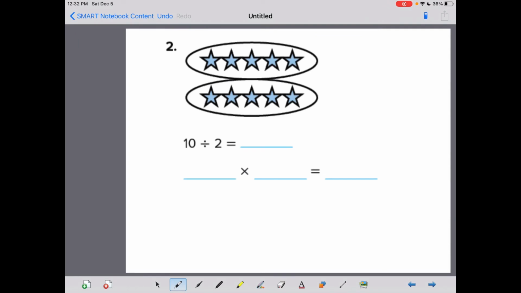Now let's look at this one. 10 divided by 2. Now I want you to stop and think, what's half of 10? It's 5. Let's double check and see if we have 5 stars in each group. 1, 2, 3, 4, 5. I know 10 divided by 2 is 5. And a related multiplication fact would be 5 times 2 equals 10. I'm just rearranging those numbers so that we're looking at it in a different way.